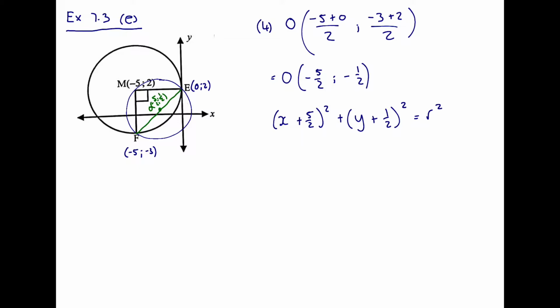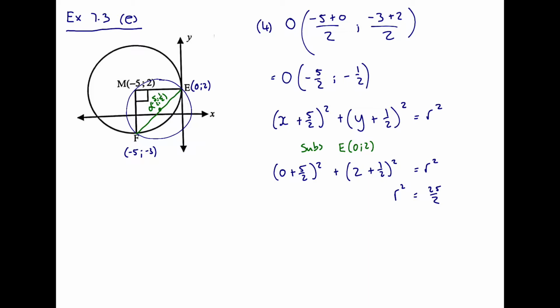So I think the easiest way, though, is to substitute one of these three coordinates, either E, M, or F. Okay, so I'm going to choose point E. So we're going to substitute point E, which is (0, 2), into our equation. So the x value is 0, so we have (0 + 5/2)² plus the y value, which is 2, (2 + 1/2)², and that'll give us r squared. All right, so we can put that onto the calculator, and we get r² = 25/2.